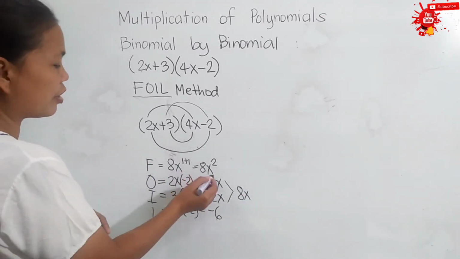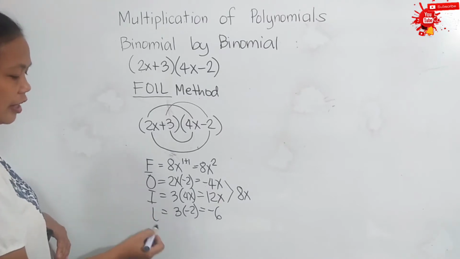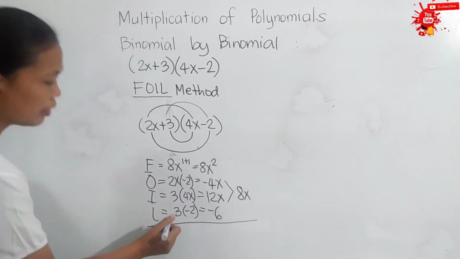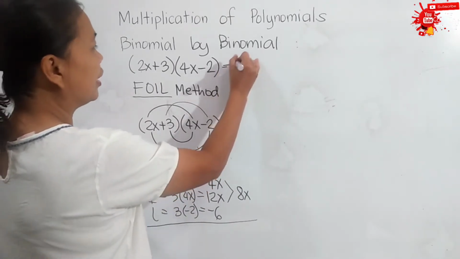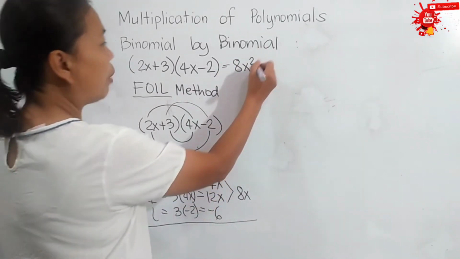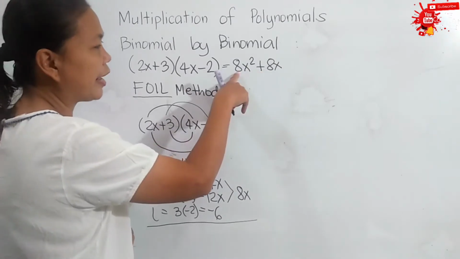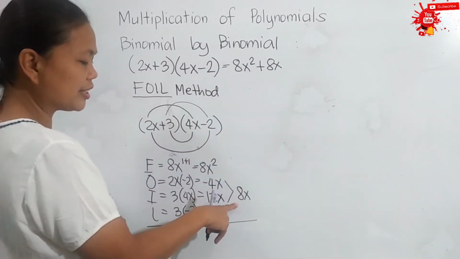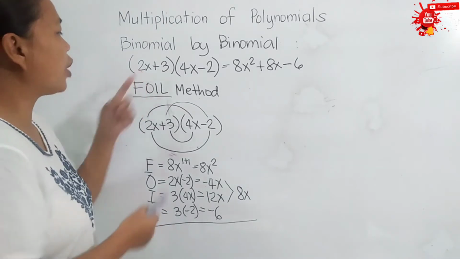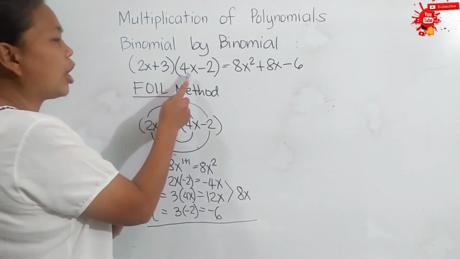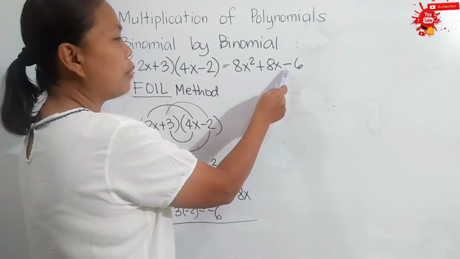Then we combine all of the terms for the first terms, outer terms, inner terms, and then the last term. So we have the answer, which is 8x squared plus or positive 8x. So we have to put positive sign here to separate 8x from 8x squared, because the sign here is positive. Then we have negative 6 or minus 6. So therefore, the product of the quantity of 2x plus 3 times the quantity of 4x minus 2 is equal to 8x squared plus 8x minus 6.